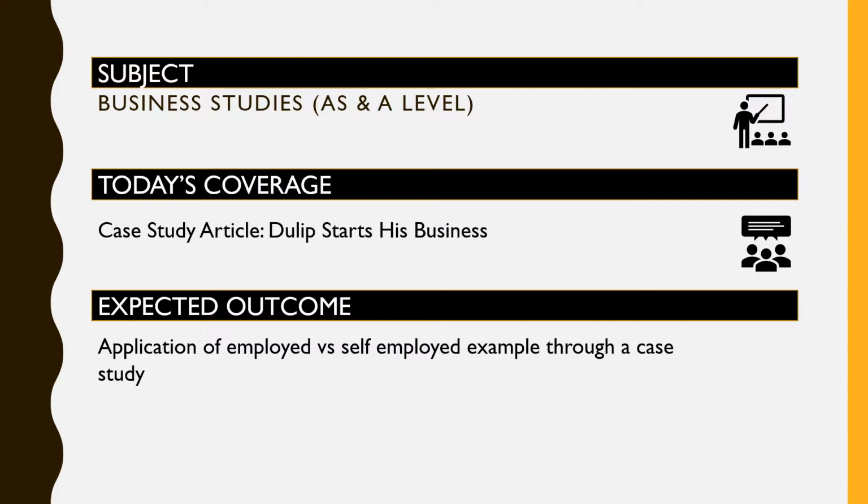Today we are going to look at Dulip and his story about starting his business. The source of this material is from the International Cambridge textbook by Peter Stimson. For some of you, you may have read about his story on Dulip a number of times. I use this material because I find it really useful for applying the concept of employed versus self-employed. Basically, we want to understand what an employed person would do and what a self-employed person, a business person or an owner of a business would do, similar to how Dulip is going to explain in his story.